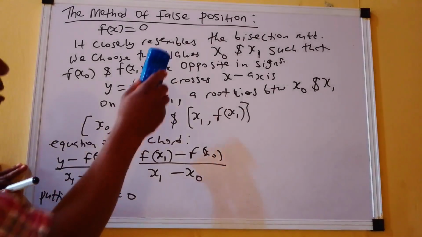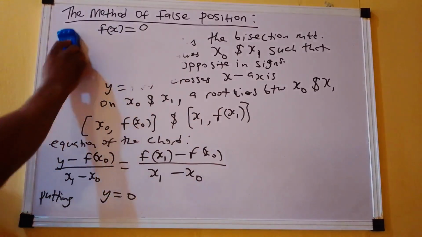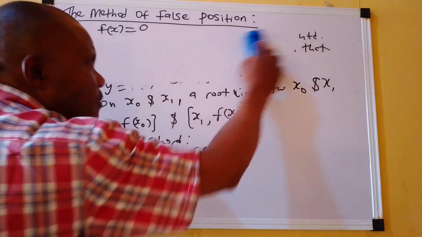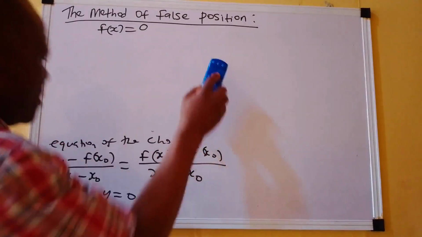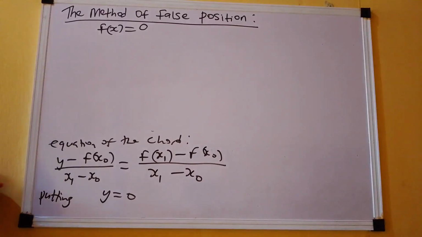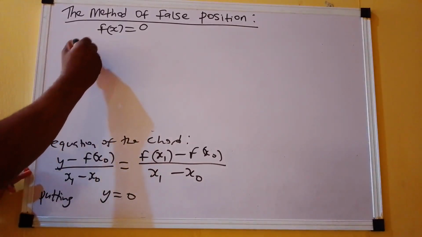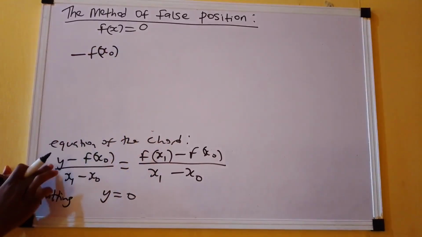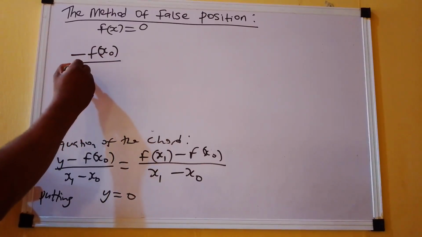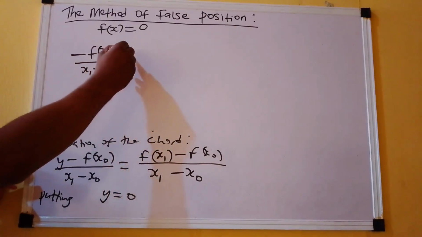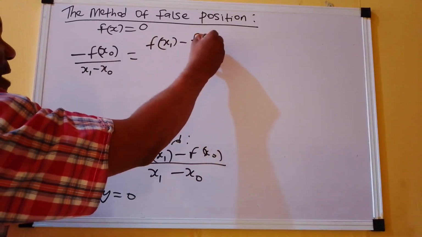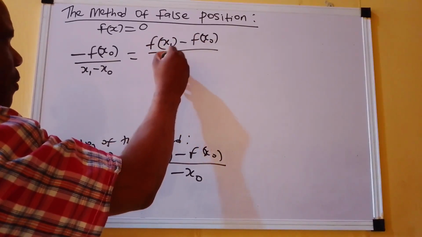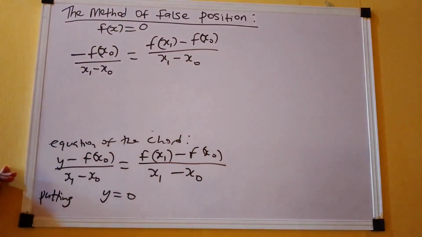When we put y to be equal to 0, what becomes of this particular equation? When y is put to be 0, we are now going to have minus f of x0, because y here is 0, all over x1 minus x0 equals f of x1 minus f of x0 all over x1 minus x0. Now we are going to cross multiply.